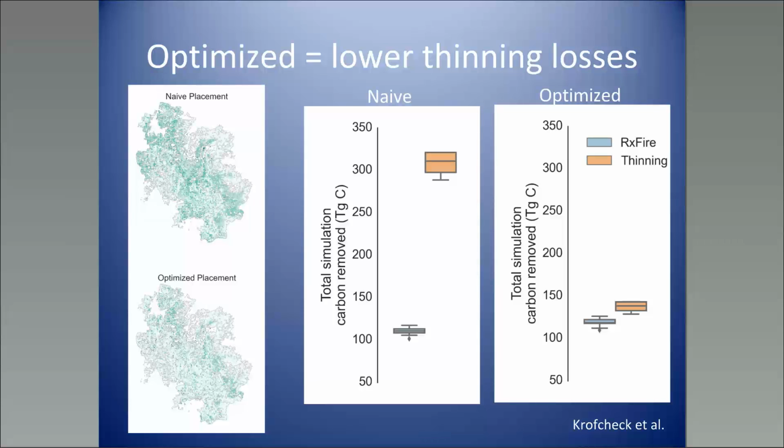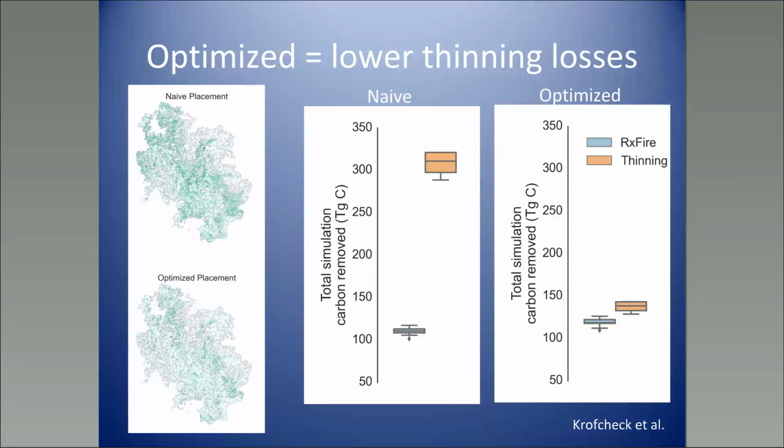So when we looked at carbon in the system, what we've got are the naive placement map on top and the optimized on the bottom, and this just shows the amount of removals, cumulative removals over the 100-year simulation. And then we can look at the distribution of those removals under the naive in the middle and the optimized on the right. And this is basically total carbon removed in teragrams carbon, so across the whole landscape.